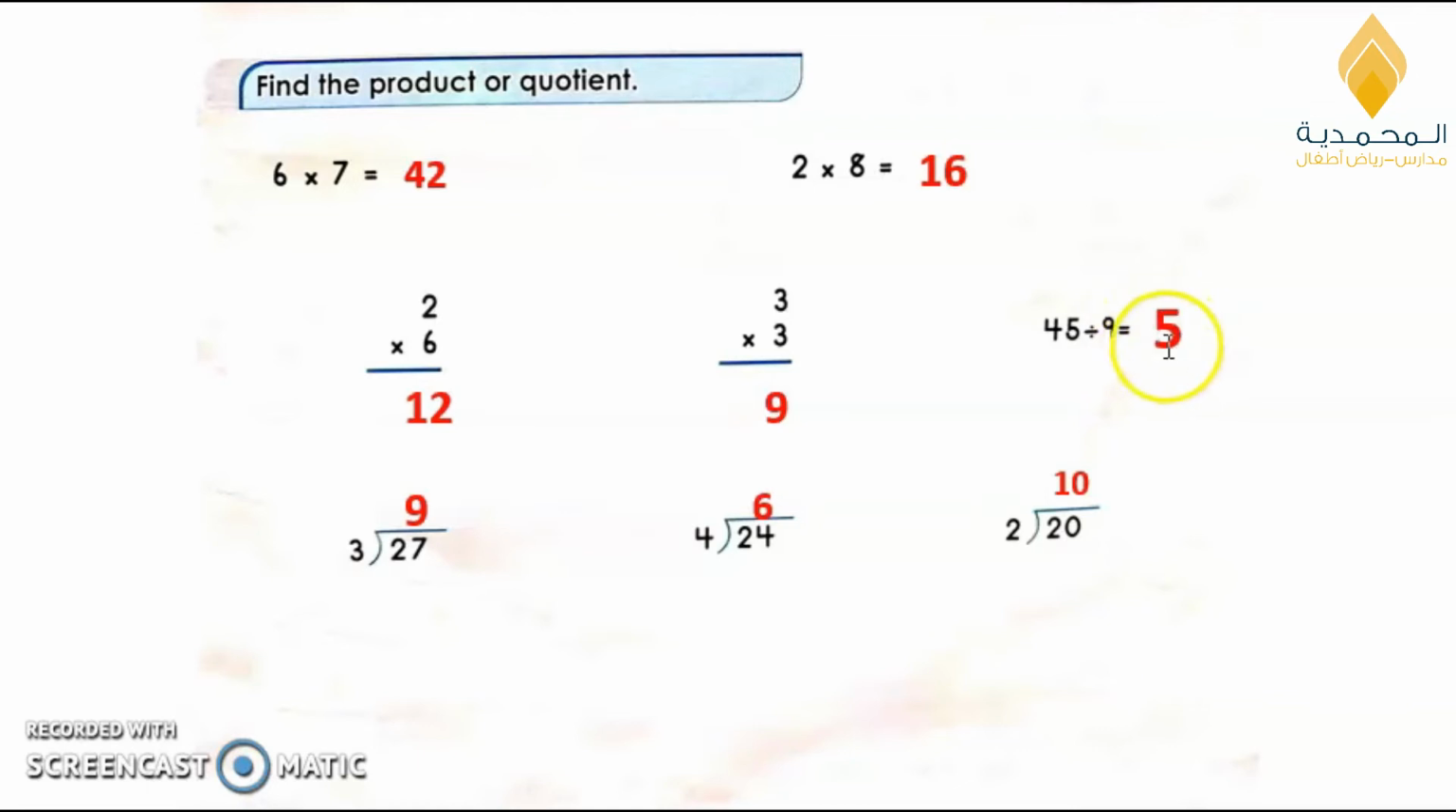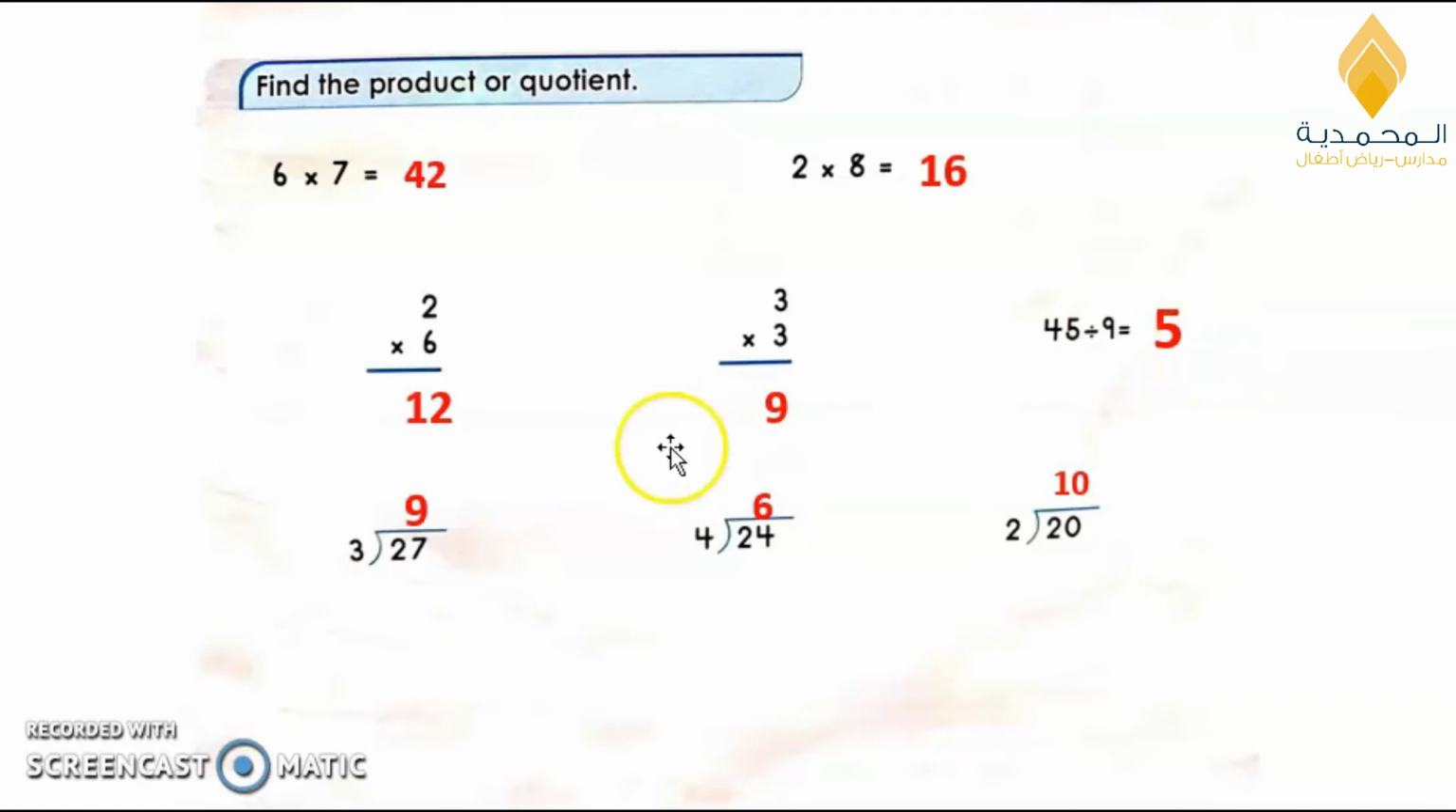How should we know? Okay, think. What is the number? If I multiply it by 9, it will give me 45. Yes, it is the number 5. Again, if I multiply 5 by 9, it will give me 45. Again, 45 divided by 9 is 5. Again, 5 is the quotient.